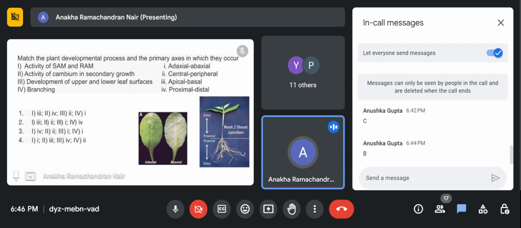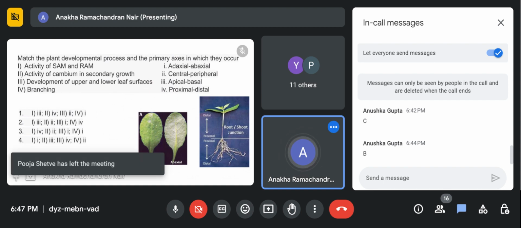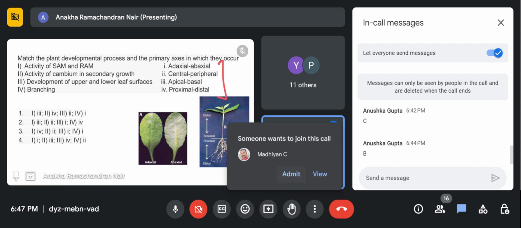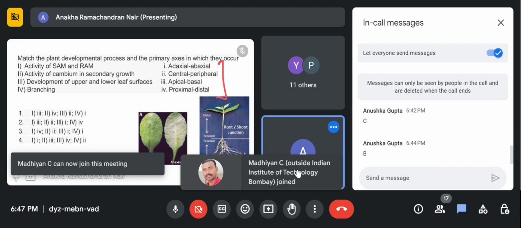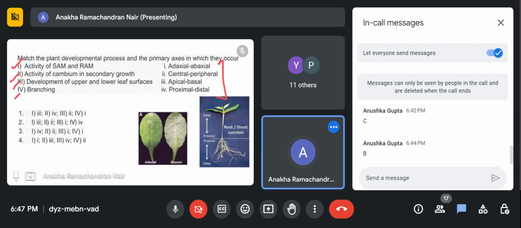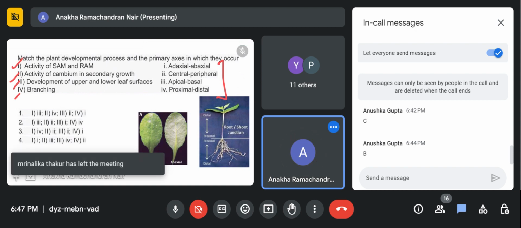Match the plant developmental process and the primary axis in which they occur. The developmental processes are activity of shoot apical meristem and root apical meristem, then activity of cambium in secondary growth, then development of upper and lower leaf surface areas, and branching. There are four options given to you, and you have to choose from these four options which axis each of these development processes follows. So take your time, and if you don't know, try to guess what the correct answer will be.